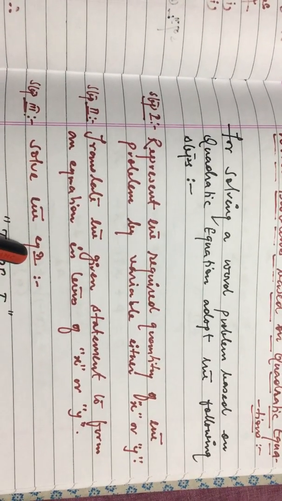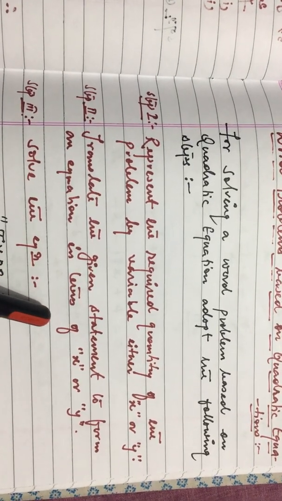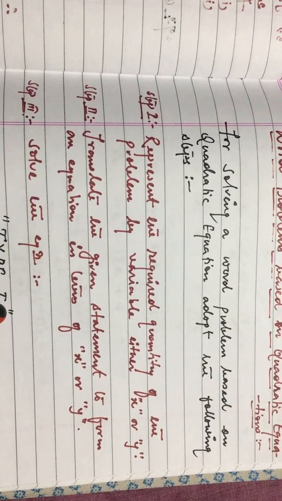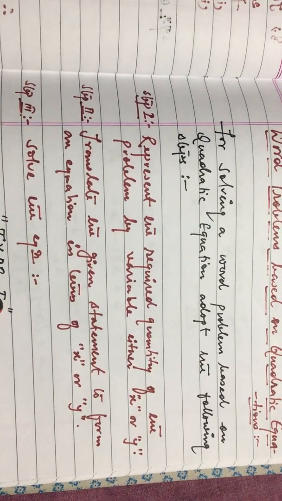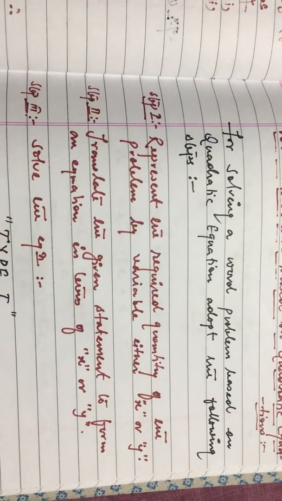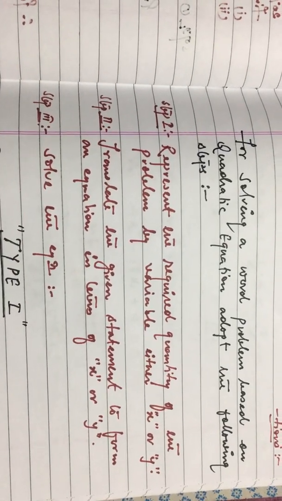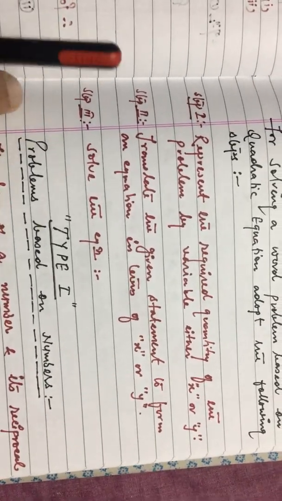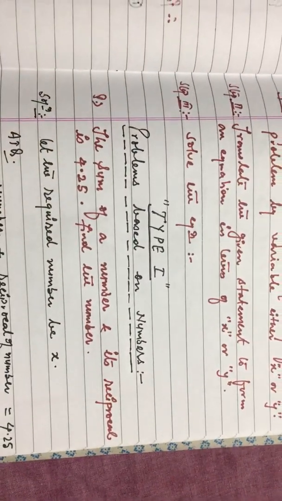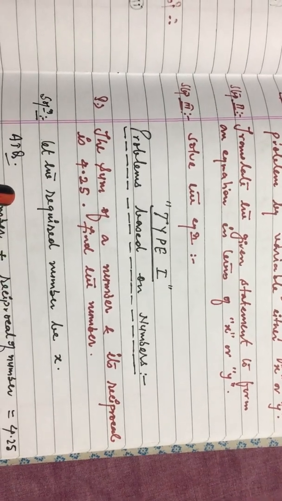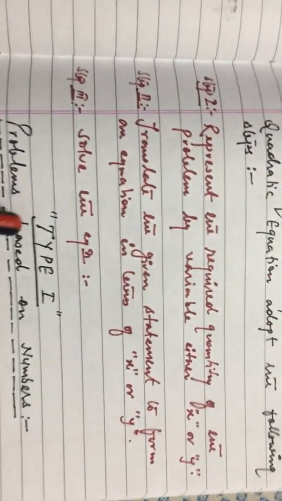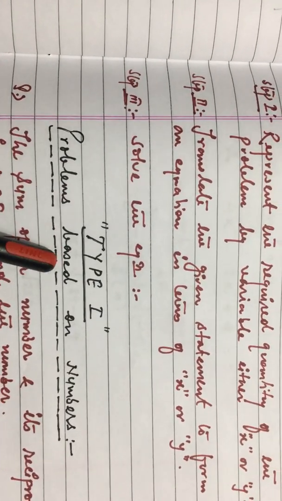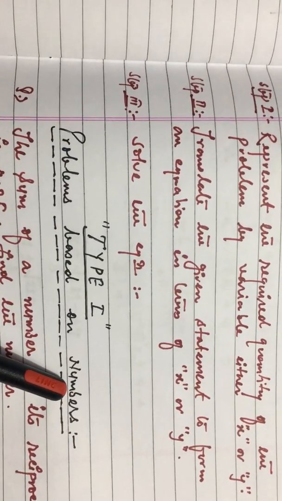For solving the equation we have to apply either factorization by splitting the middle term or the quadratic formula, that is x equals minus b plus minus under root b square minus 4ac, whole divided by 2a. Now in this chapter we have seen different problems, and we have to categorize them into different types. Type 1 is problems based on numbers.